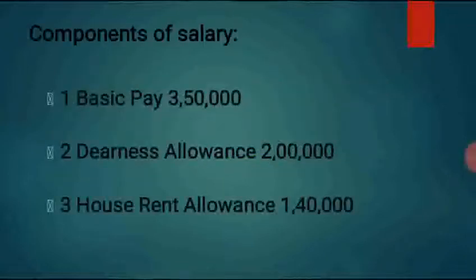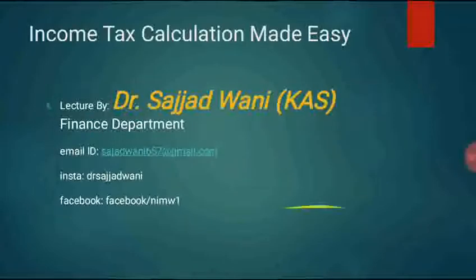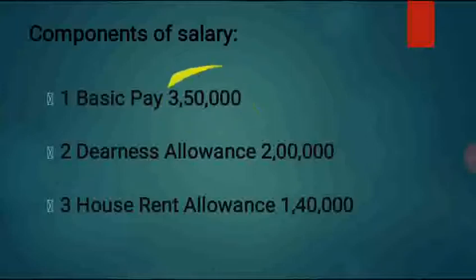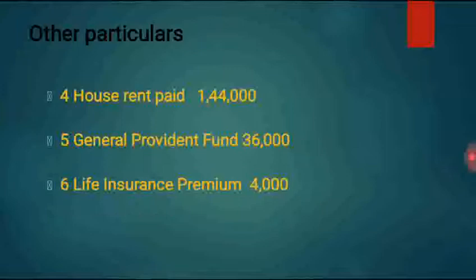So let's assume that the components of salary include the basic pay amounting to 3,50,000 for the year, DA amounting to 2 lakh per year, and house rent allowance amounting to 1,40,000. So the government employee is receiving a basic pay from the government of 3,50,000, the DA of 2 lakh, and the HRA of rupees 1,40,000 in the year. Let's assume that he resides in a rented house and he pays a rent of 1,40,000 per annum to the landlord. He subscribes to GP fund at the rate of 36,000 for the year, and he pays a premium to life insurance at the rate of 4,000 per annum.